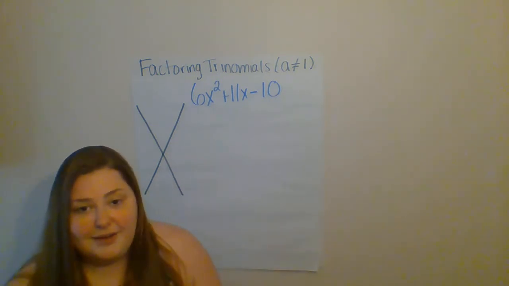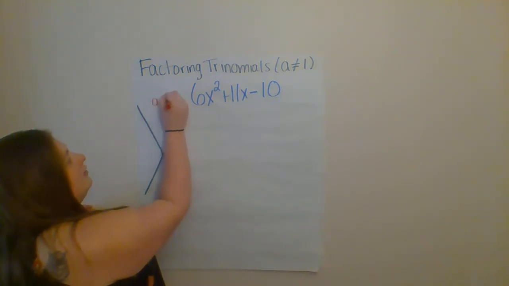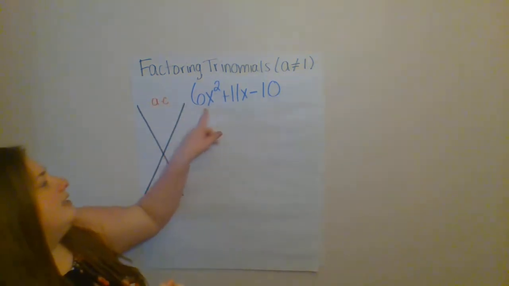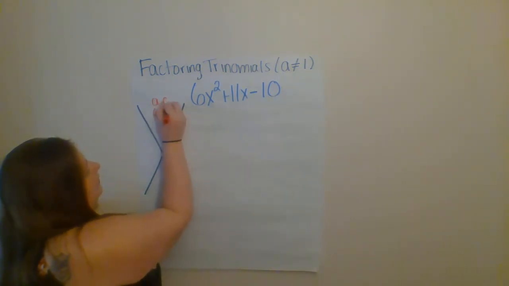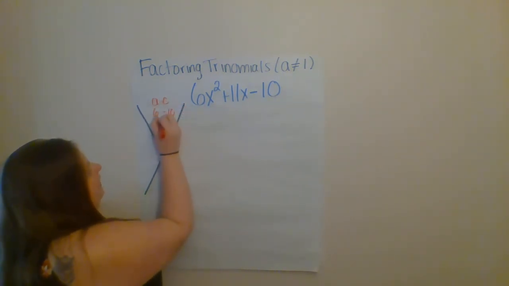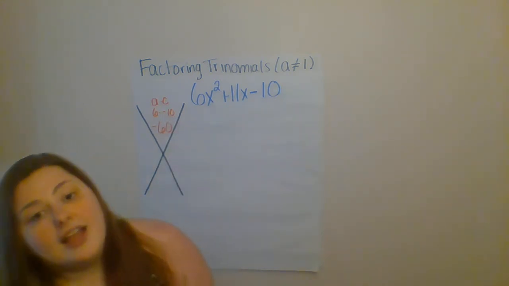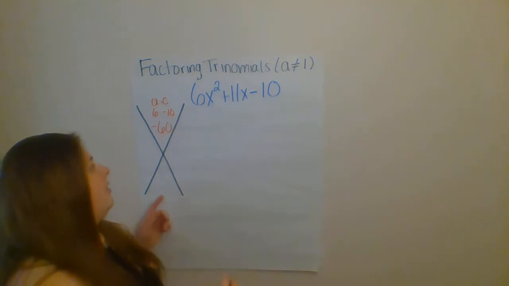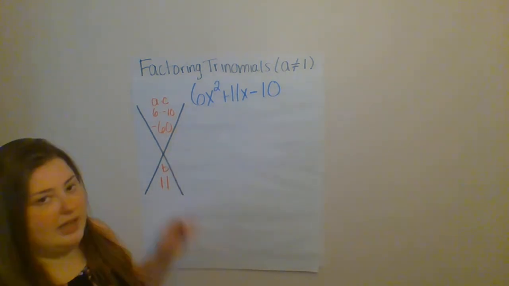So for that method, we are going to multiply a times c. So our a is 6, our c is negative 10. So that's going to be 6 times negative 10, which gives us negative 60 on the top of our x. Now, just like before, the bottom of our x is going to be our b. So 11 goes in the bottom.